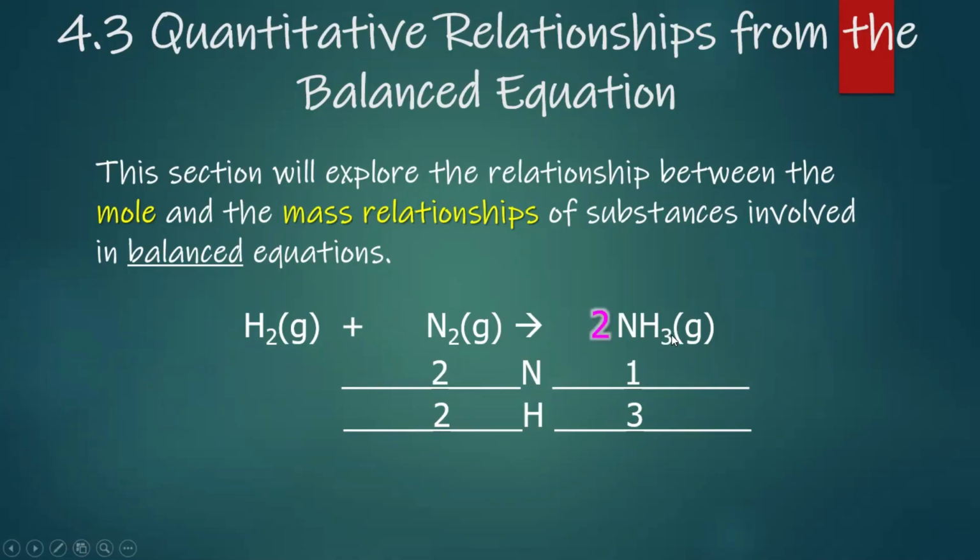So let's try 2 ammonias, and that doubles and makes 2 nitrogens and 6 hydrogens. So the nitrogens are balanced, but we need to adjust the hydrogens. Let's try 3, and that makes 6. So now everything is balanced.